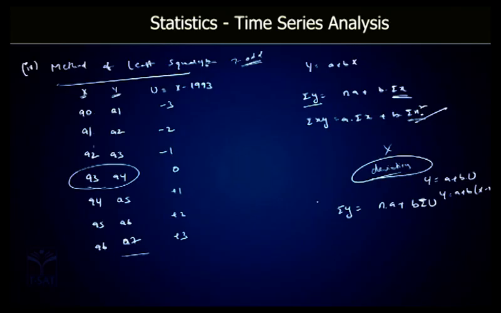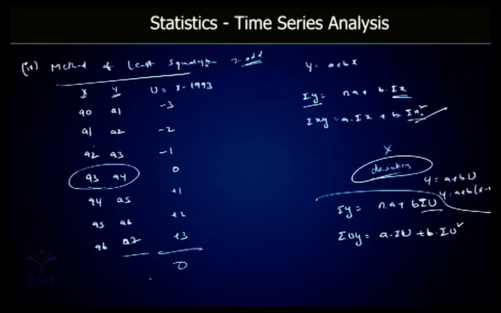Now my normal equations will be like this. Summation y is equal to n into a plus b into summation u, and summation u into y is equal to a into summation u plus b into summation u square. In order to find summation u, it is very easy. In this case it is directly 0, and you can get summation u square also, and summation y, summation uy, all are easy to calculate. So we have converted all those years into simple numbers.